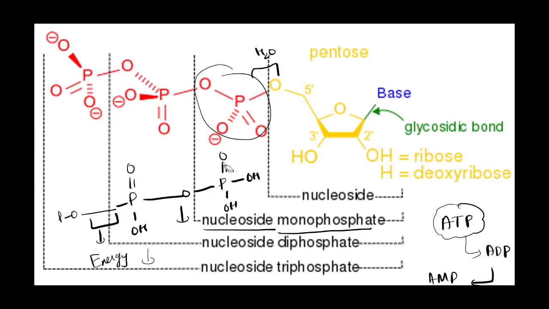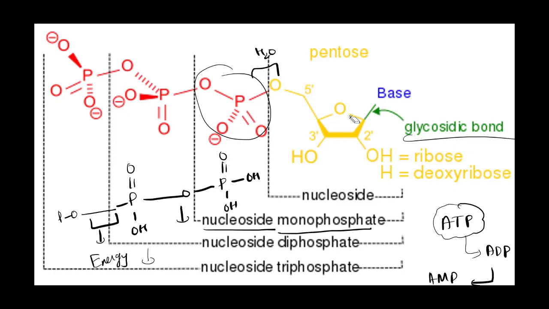Understood? And the base and the first carbon are attached with the glycosidic bond. We can also call it N-glycosidic linkage, which happens between the nitrogen and the sugar. So we call it N-glycosidic linkage, or you can simply say glycosidic bond. Understood?